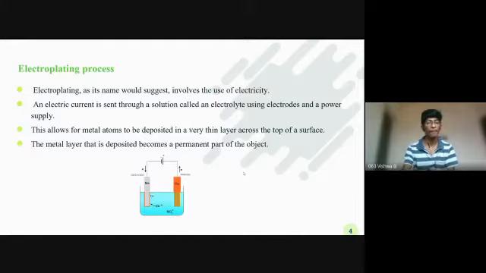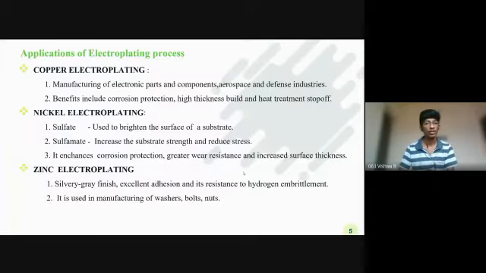Let's see the applications of electroplating. It has numerous applications; we will see five types. First, copper electroplating. In the manufacturing of electronic parts and components, and in the aerospace and defense industries, it is one of the most dominant fields of use of electroplating.